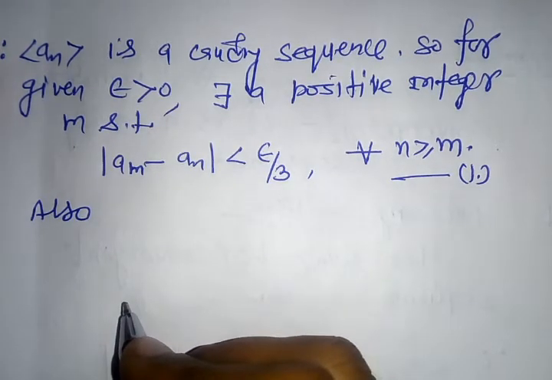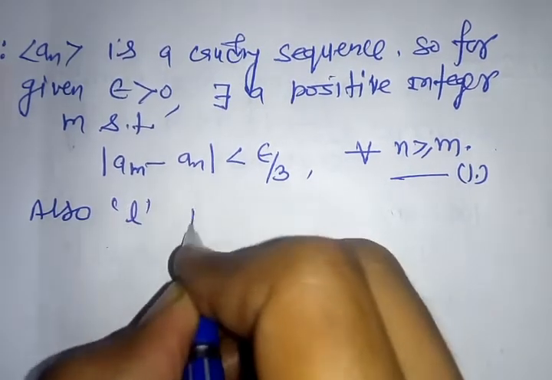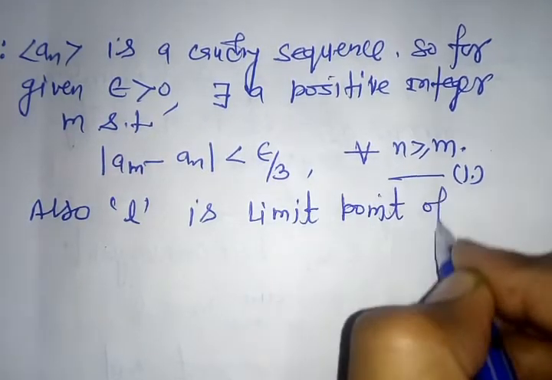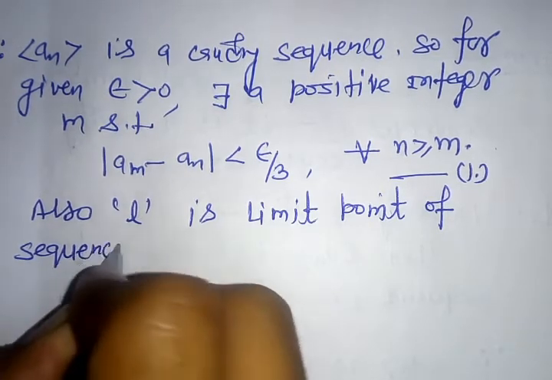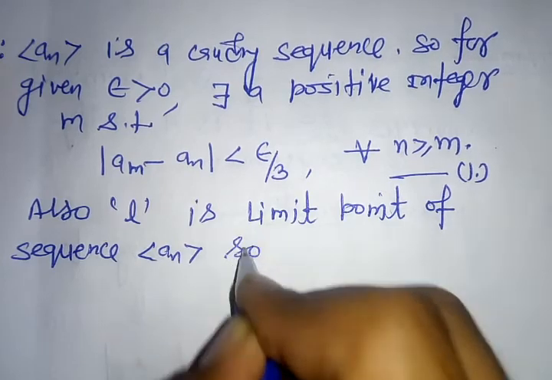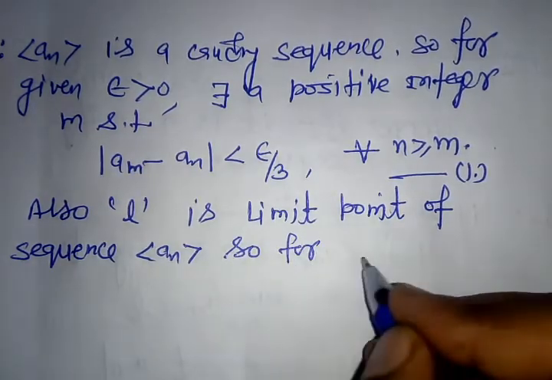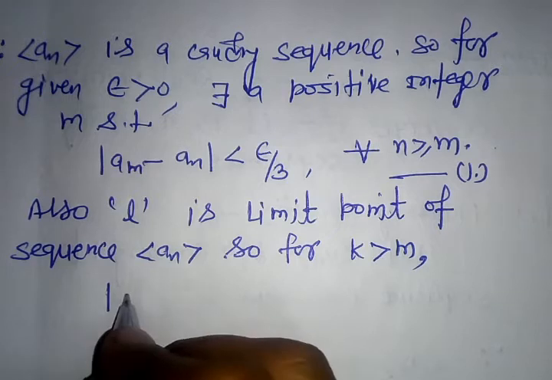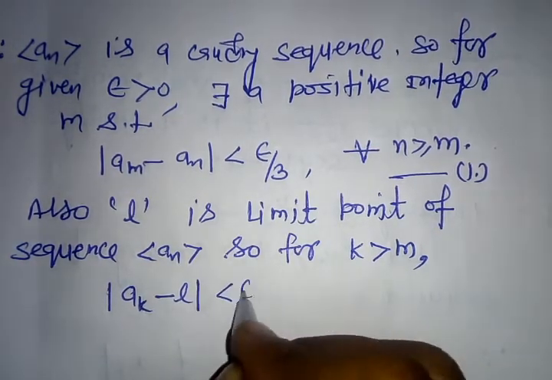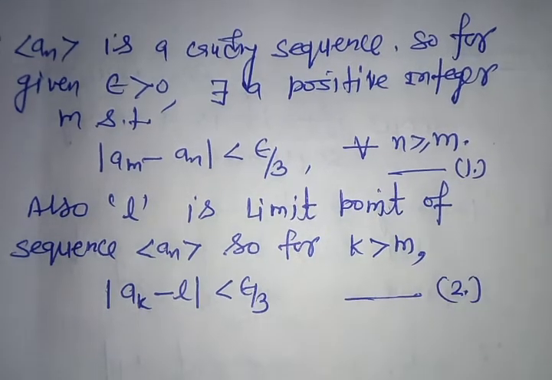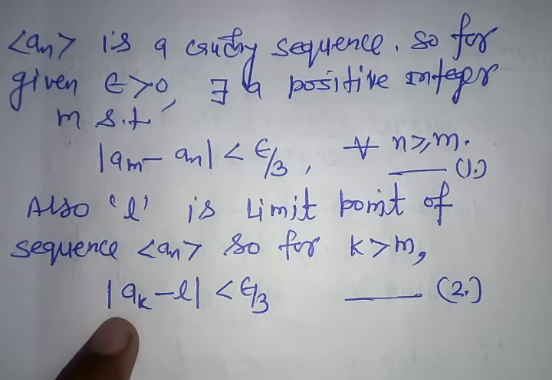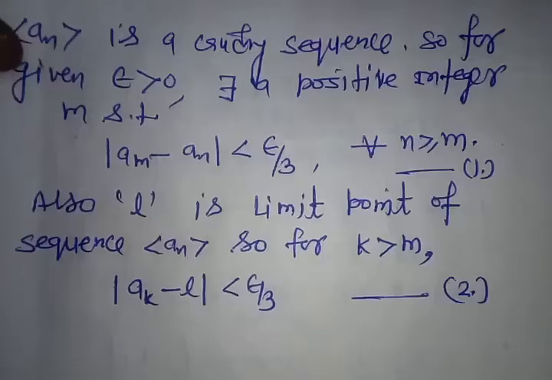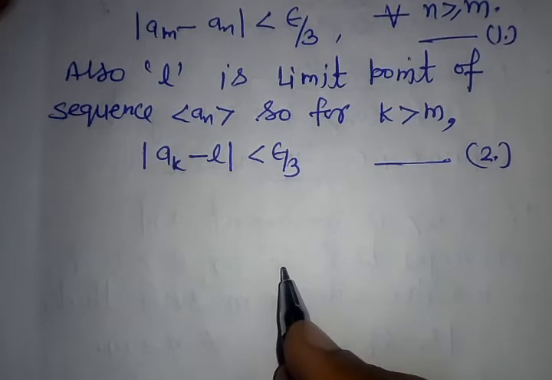Also L is a limit point of sequence an. So for k greater than m, what can we write? Mod ak minus L is less than epsilon by 3. This is number 2. Okay, after m I am taking a term of the sequence, and since L is a limit point, mod ak minus L can be written as less than epsilon by 3.